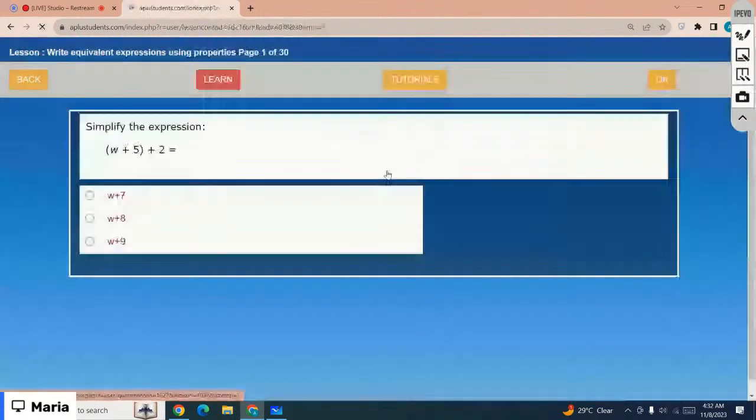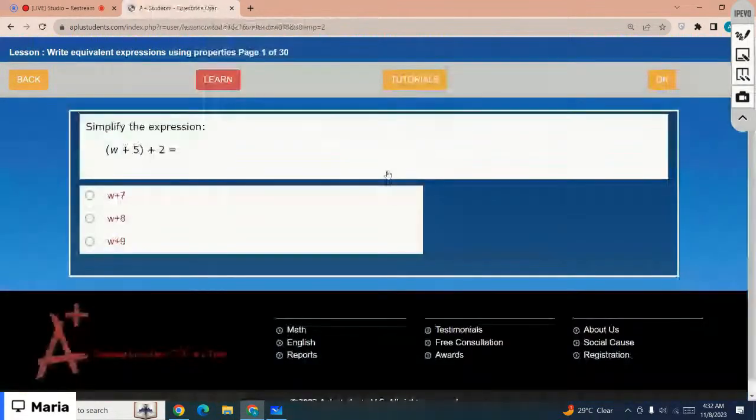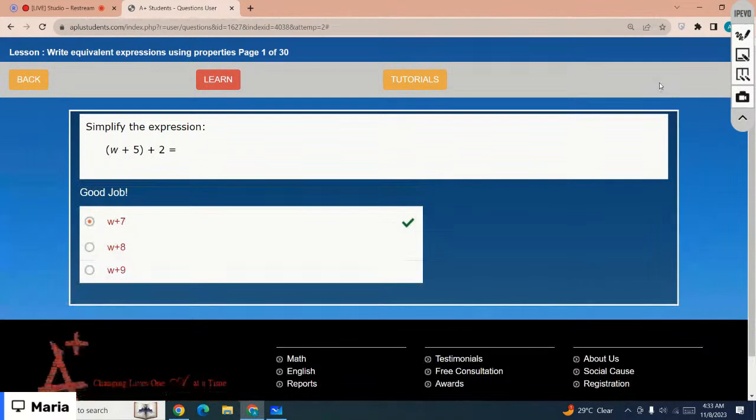Equivalent expression means you just have to evaluate the given expression, right? Just look at this one. Simplify the expression w plus 5 plus 2. So simply evaluate, collect the like terms. 5 plus 2 are the same, just add. So it would be w plus 7. Got it? So w plus 5 plus 2 and w plus 7, they are equivalent. So option number 1 is the correct option. Got it?